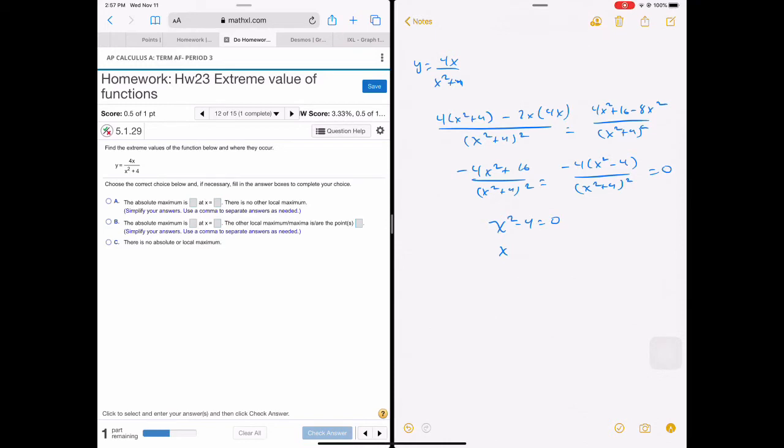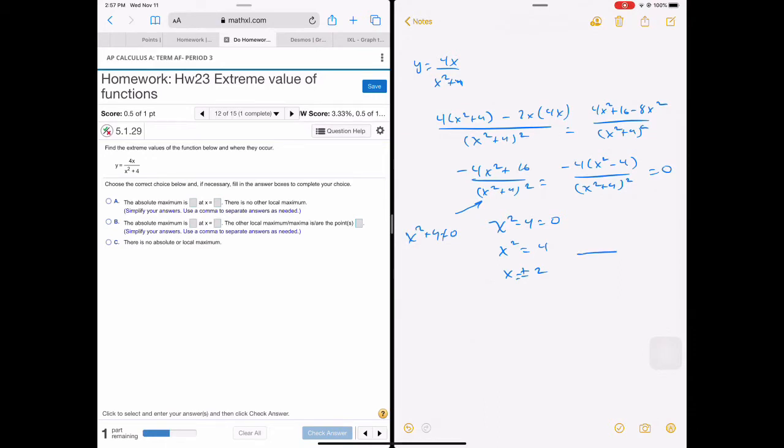Careful, I made the mistake previously when I was looking at this problem, where I forgot to say plus and minus 2. Okay, so x would be plus and minus 2. If we look at the denominator, x squared plus 4 will never become 0. A positive plus a positive will never become 0, because x squared will always be positive.